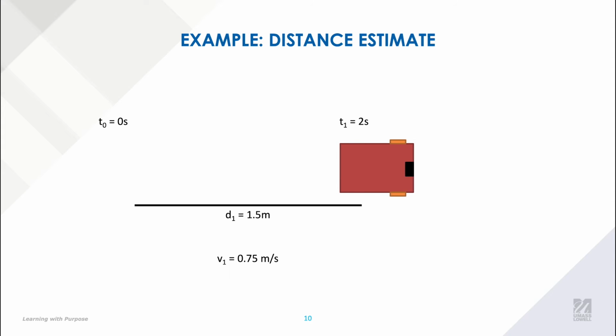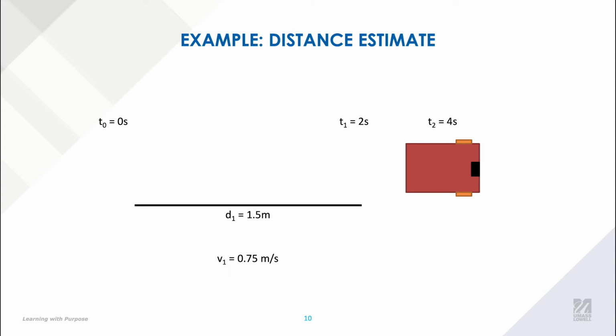Robot moves again a little bit. 2 seconds later we get an update, 4 seconds, and it says this time we've been traveling at 0.1 meters per second. So how far did we travel this time? Well, our delta t is 2 seconds, right?